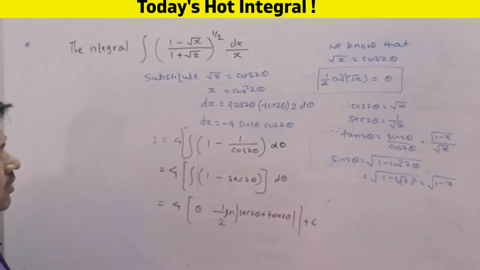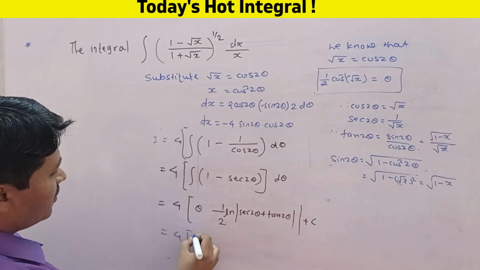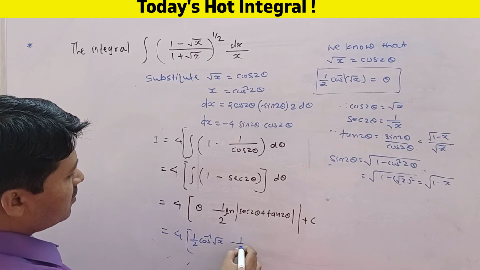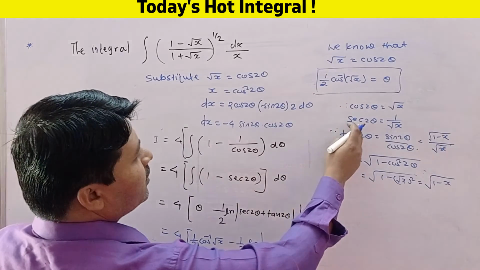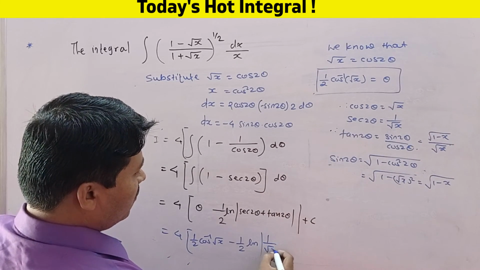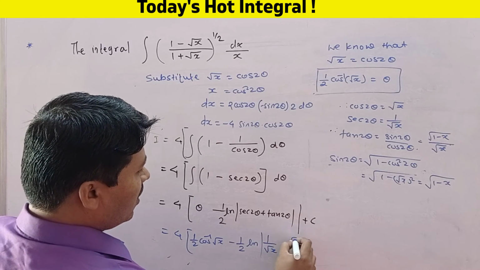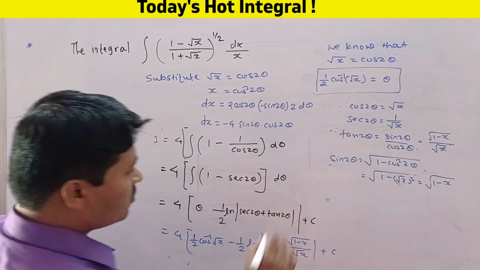Therefore this integration we can write as 4, then theta is equal to 1 upon 2 cos inverse root x, minus 1 by 2 ln, and sec 2 theta is equal to 1 upon root x, plus tan 2 theta is equal to under root 1 minus x divided by root x, and plus C is the constant of integration.